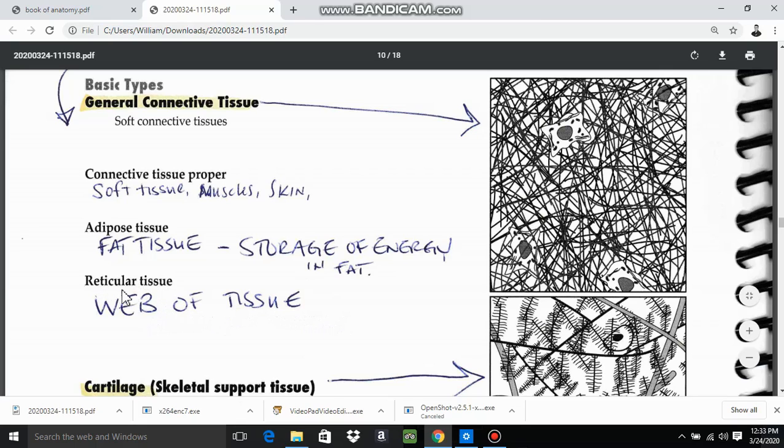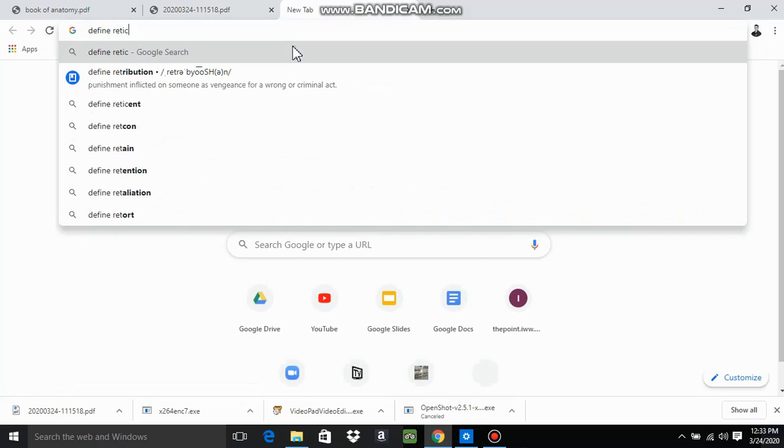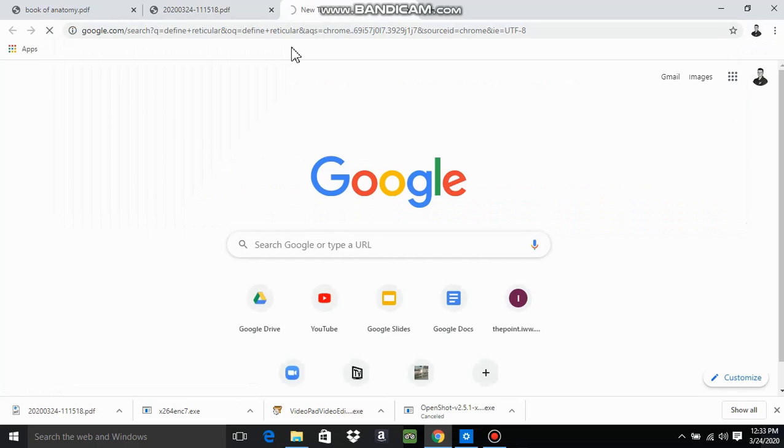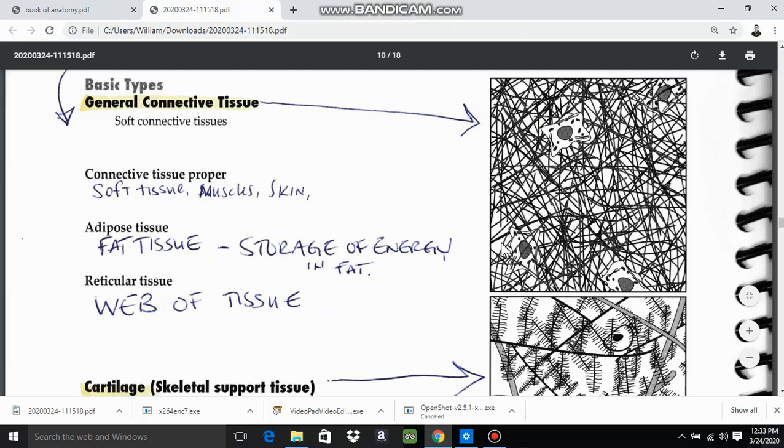Okay. Define reticular: characterized by a fine network or net-like structure, and you can see that net-like structure in the little picture right there. So a lot of different connective stuff there.